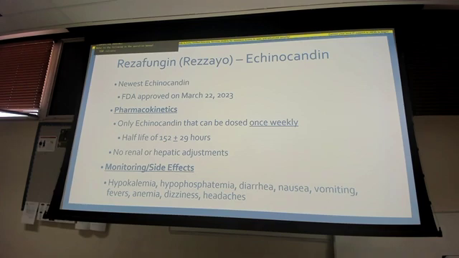And rezafungin, this is one of the newest echinocandins on the block. It was approved back in 2023. And what's really cool about this is that it's only dosed once weekly because it has a nice long half-life. So some of those others were like 11 to 20 to up to 50 hours. This has a half-life of 152 hours. With this, no renal or hepatic adjustments. There's a little bit more monitoring and side effects with this, so looking at your electrolytes, and then some of the common ones that we see too, like GI upset.